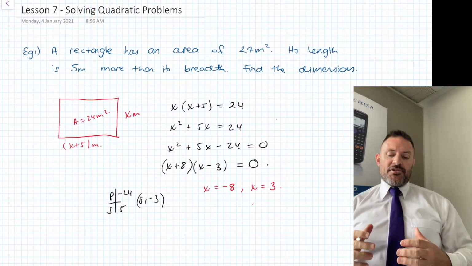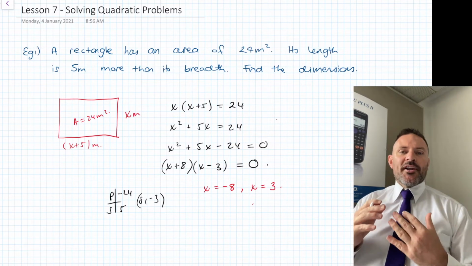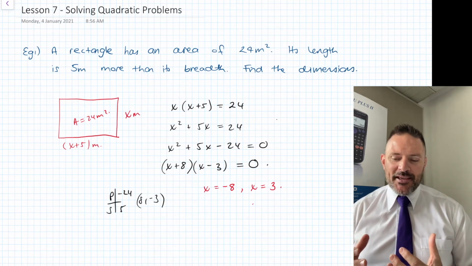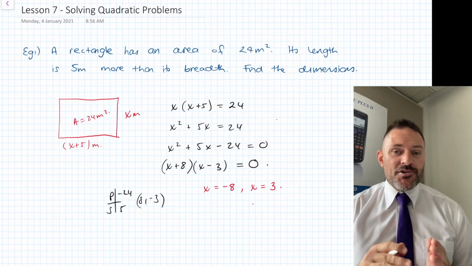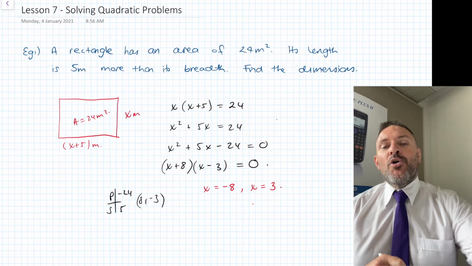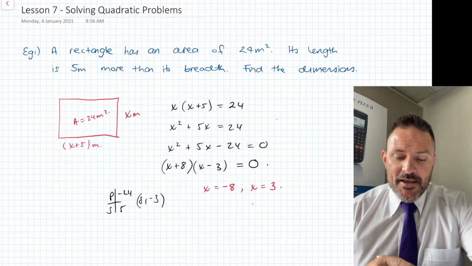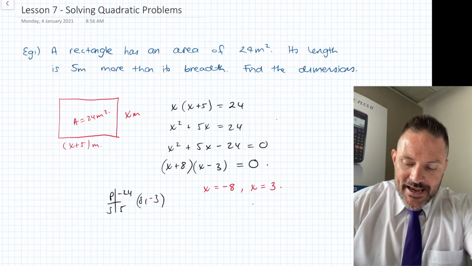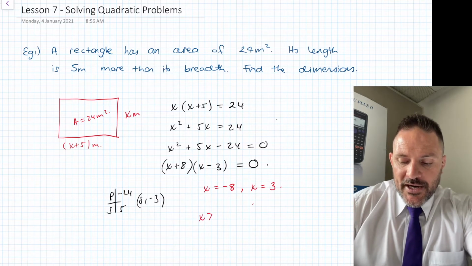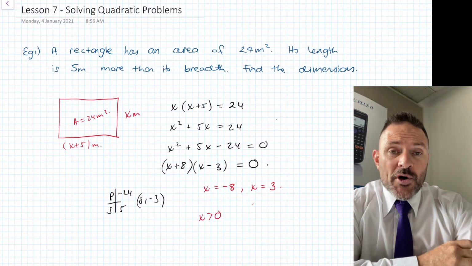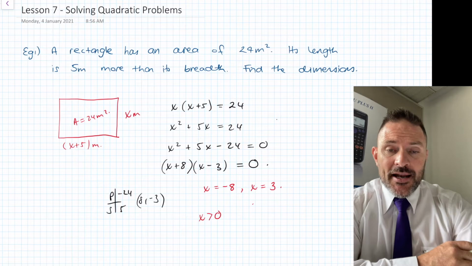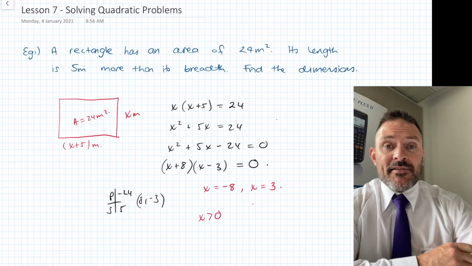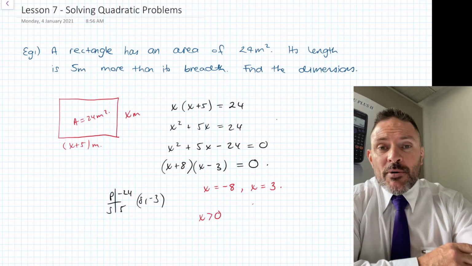Now, it wants dimensions, and I'm hoping you see something that's actually happening here, because I've got two possible solutions. However, only one of those is correct. So I often say this: x must be greater than 0, because we're talking about a measurement, a length. You can't have a rectangle with a negative length or even a 0 length, because it wouldn't be a rectangle.